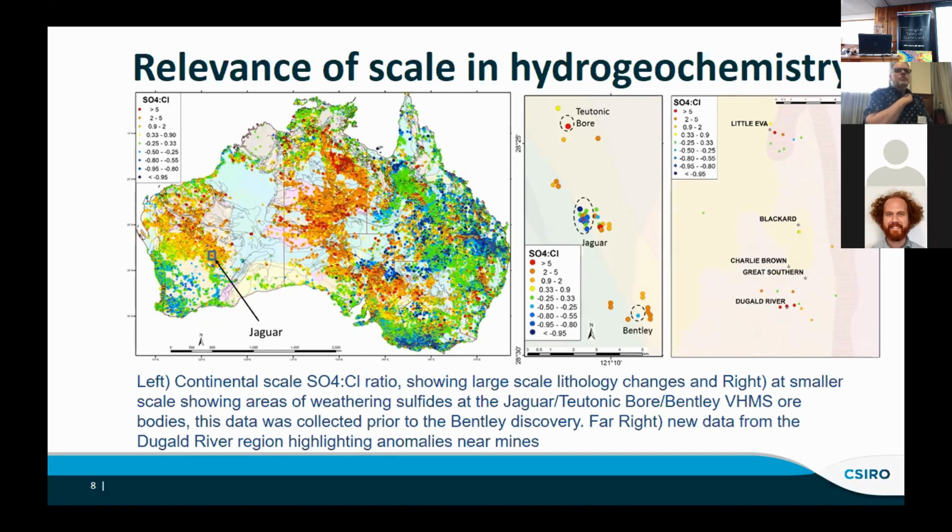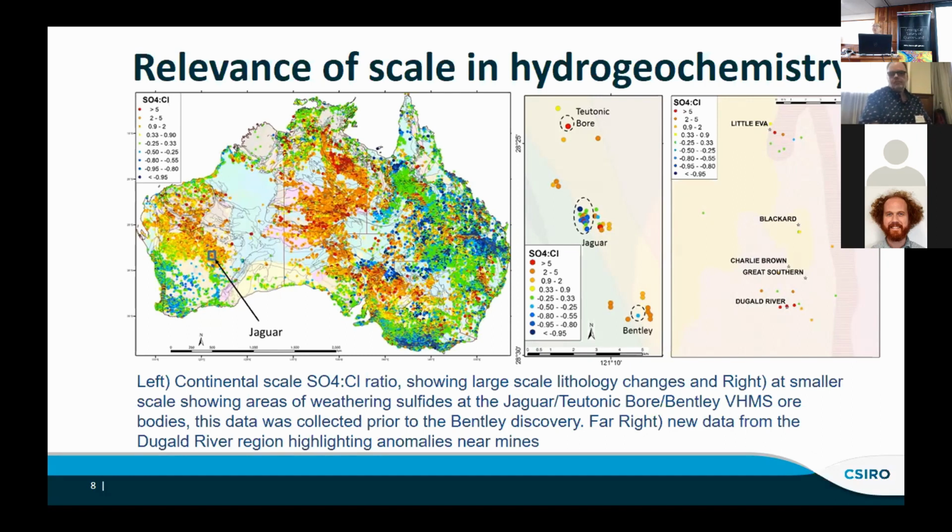The other thing you realize is that in Eastern Australia and under cover, there is a low sulfate chloride ratio. If you just look at individual results, we have two examples here. One is the Jaguar Bentley deposits in Western Australia, Northern Yilgarn, and the other example is Little Eva and Dougal River, from the latest results we collected in East Australia. If you look at the first example, it has a really low sulfate to chloride ratio. If you do not look at the regional pattern, you think there's nothing there and move on. But in the context of the regional pattern, you know that it's an anomaly.